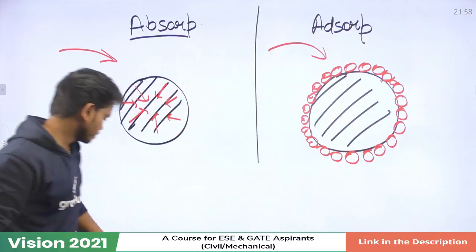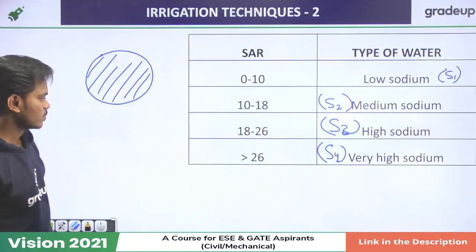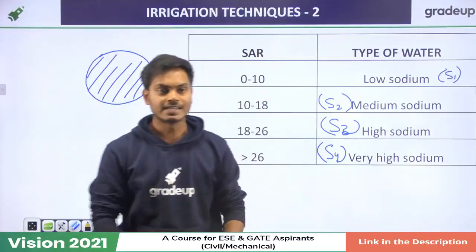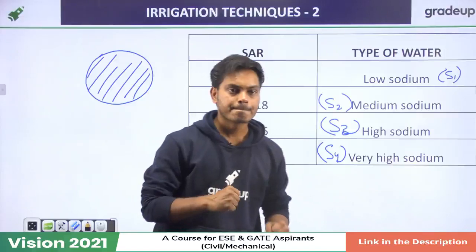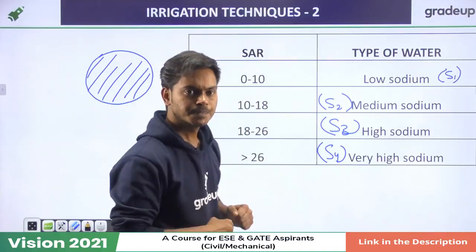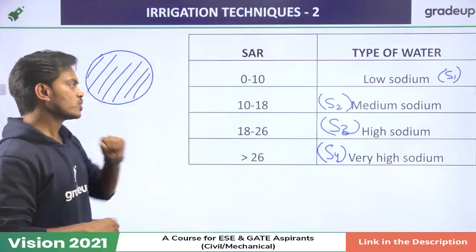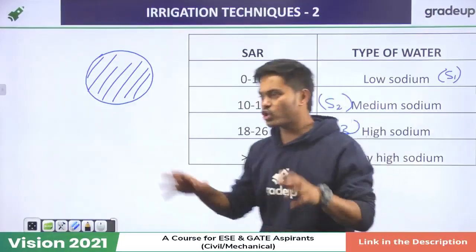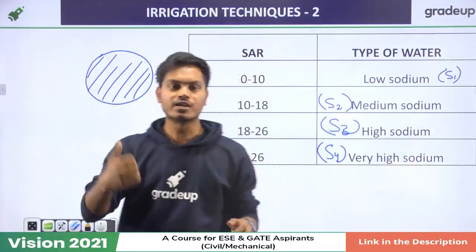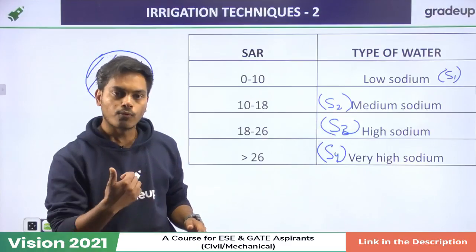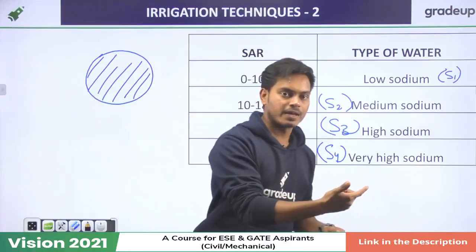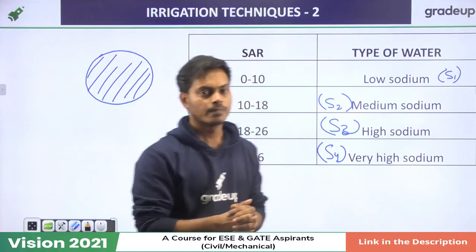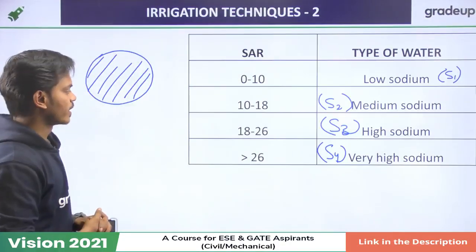Perfect. सही है, set है, all set. Are we good? So this completes your first chapter of irrigation engineering, which is your irrigation technique and the quality of water that we are going to supply. Okay. Perfect.